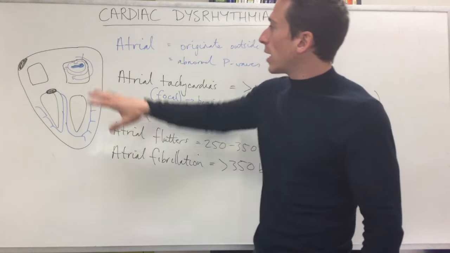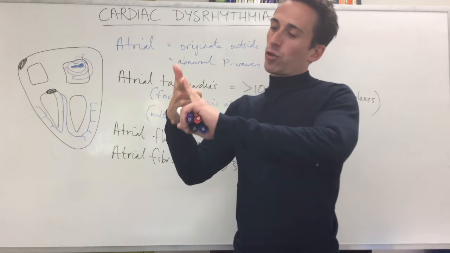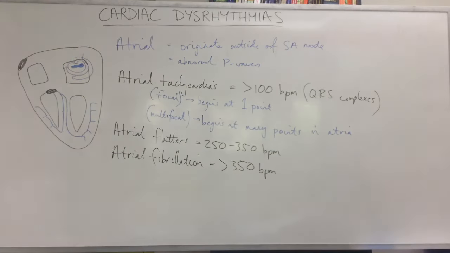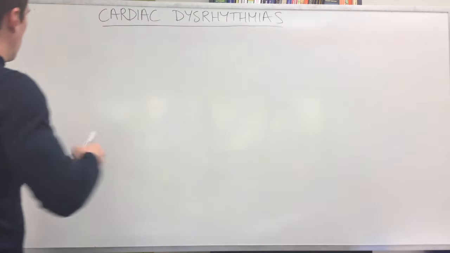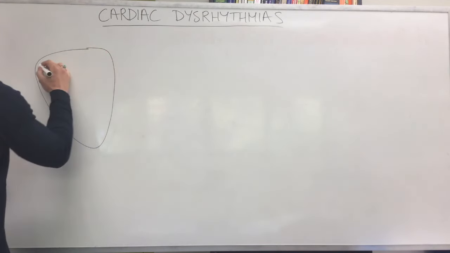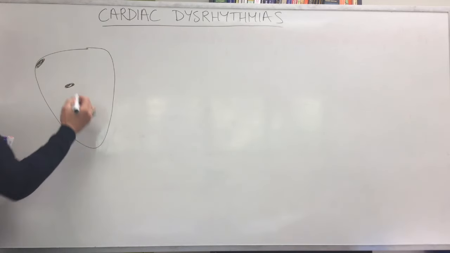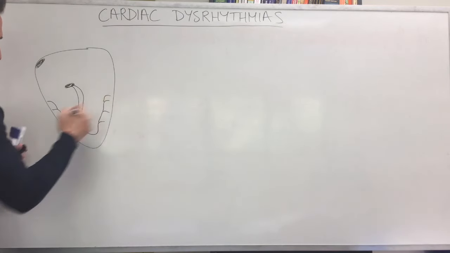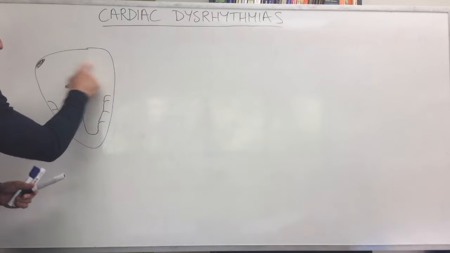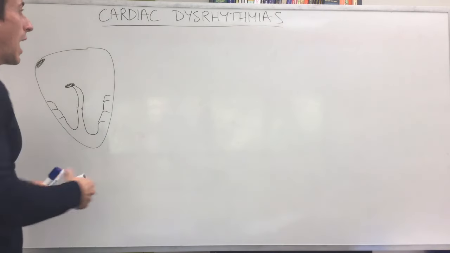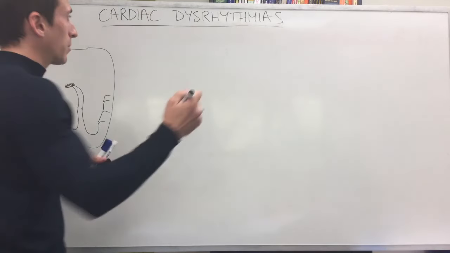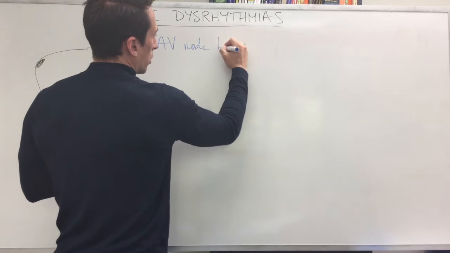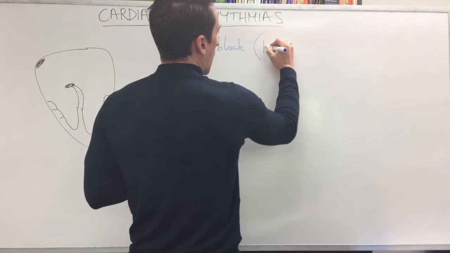Now the next point we're going to look at, we've gone sinoatrial node, we've gone to atria, we're now going to have a look at atrioventricular node-based dysrhythmias. Okay, now, again, we'll draw the heart up. SA node, AV node, down the bundle of His, then the Purkinje fibers. Okay, so we spoke about SA node, spoke about atria, now we're at AV node. So what happens in these AV node-based dysrhythmias? Well, what we're going to focus on is something called AV node block, which is actually also known as heart block.